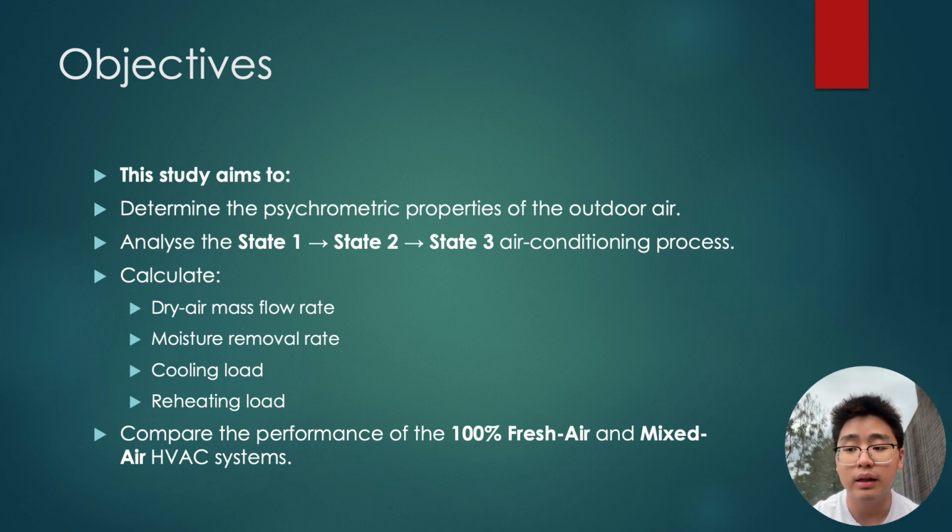The objectives of this study are, first, to determine the psychrometric properties of the outdoor air. Second, to analyze the cooling, dehumidification, and reheating processes represented by state 1, state 2, and state 3. Third, to calculate the dry air mass flow rate, moisture removal rate, cooling load, and reheating load. Finally, to compare the performance of the 100% fresh air system with the mixed air system and evaluate the energy saving achieved through air circulation.